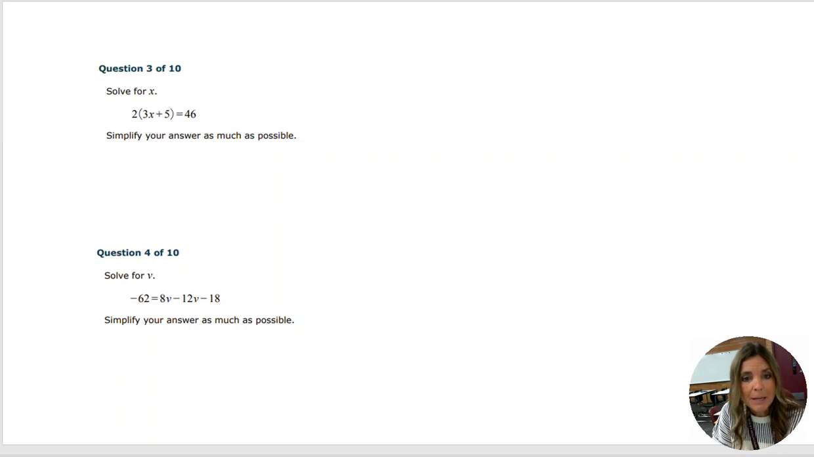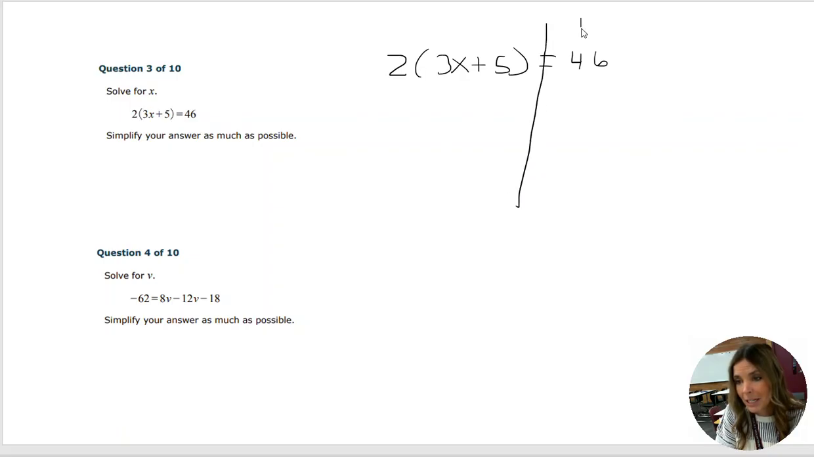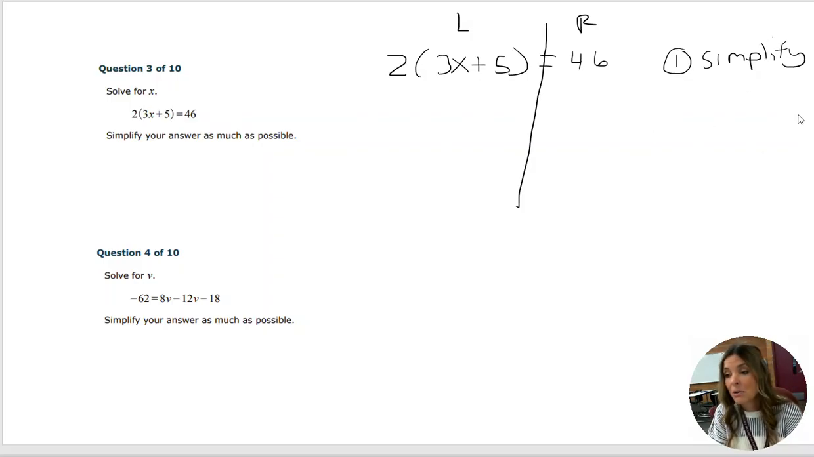Okay, here we go. On this particular equation, question 3, you can see you have 2 times (3x plus 5) equal to 46. This one is different than the other 2 equations that I showed you, because in this one there is some simplifying that we need to do before we solve. And whenever you solve an equation, if there's any distributing that you need to do, or if there are any like terms that you need to combine, you always take care of that first. Okay, so distribute and combine like terms.